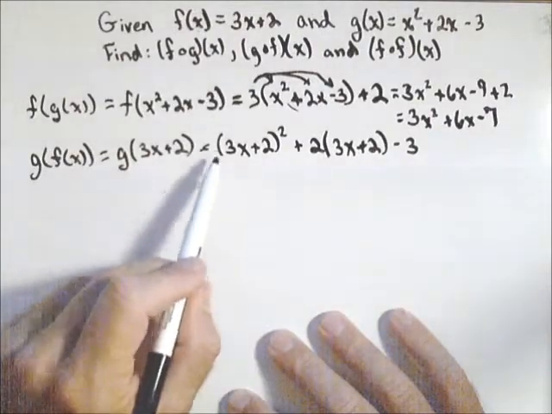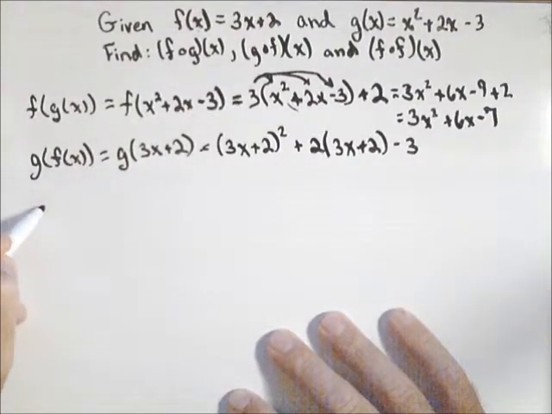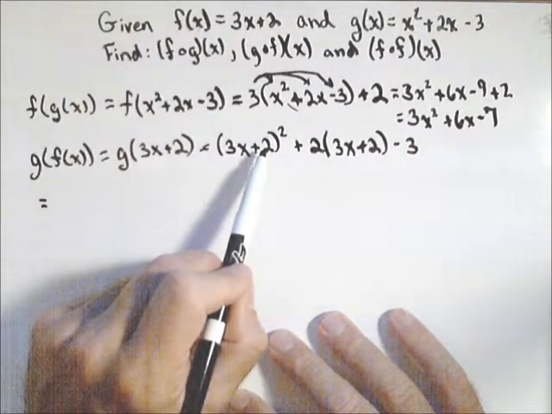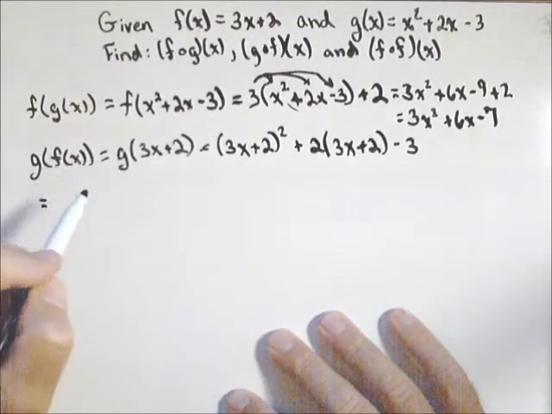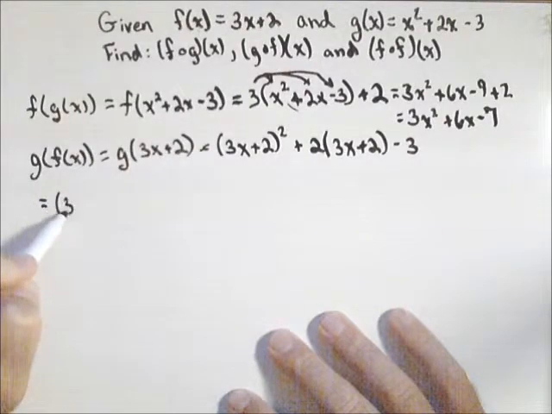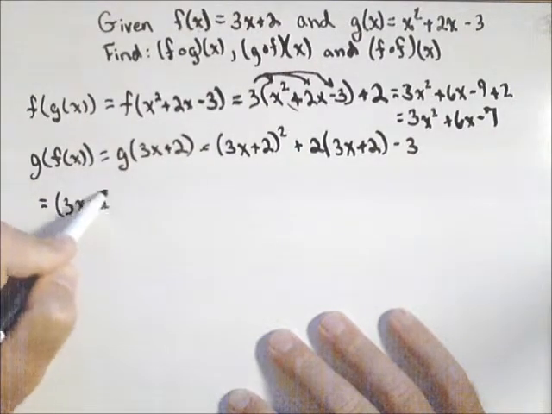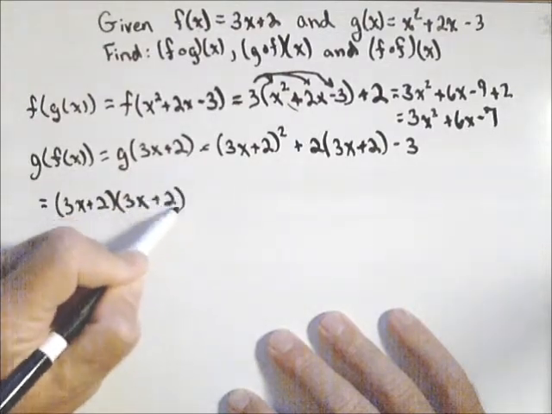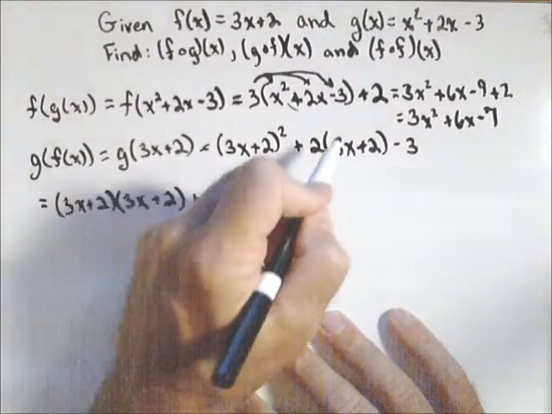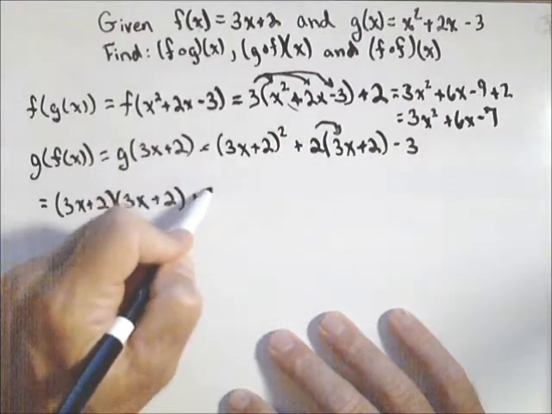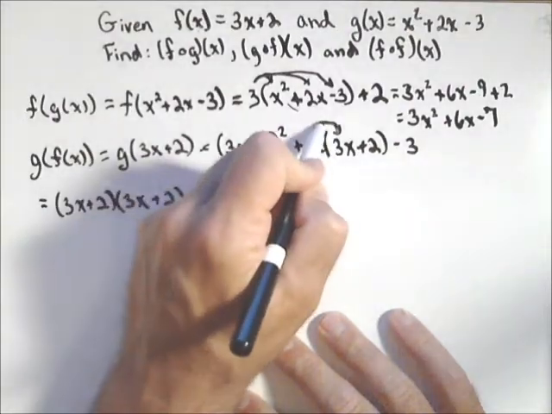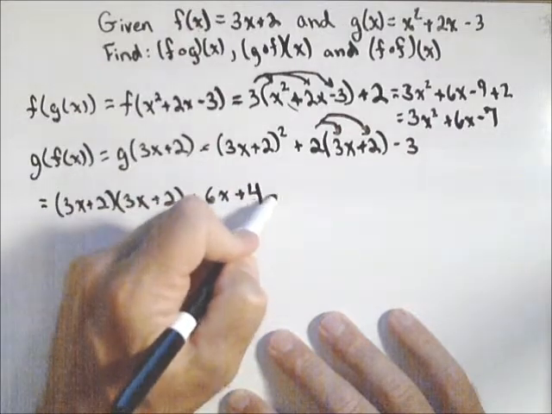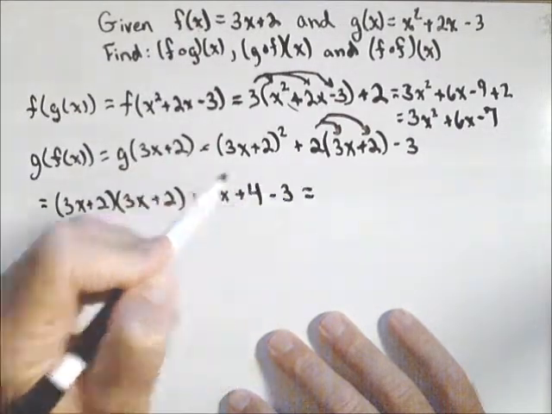So here's what we have. Now, one common mistake: 3x plus 2 squared is not 9x squared plus 4. That needs to be FOILed out. It's 3x plus 2 times 3x plus 2. Plus, now we can distribute this 2, 6x plus 4, and then we have the minus 3 at the end.